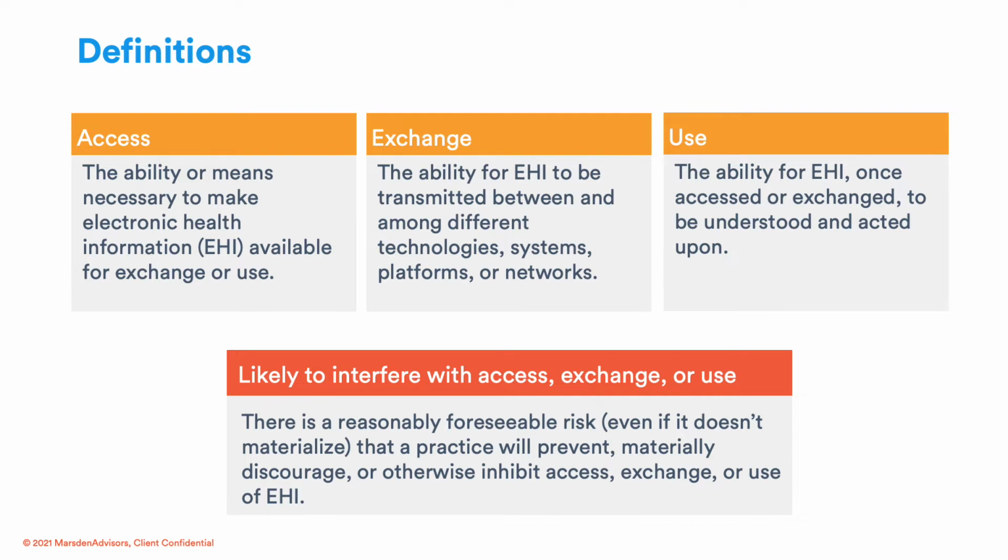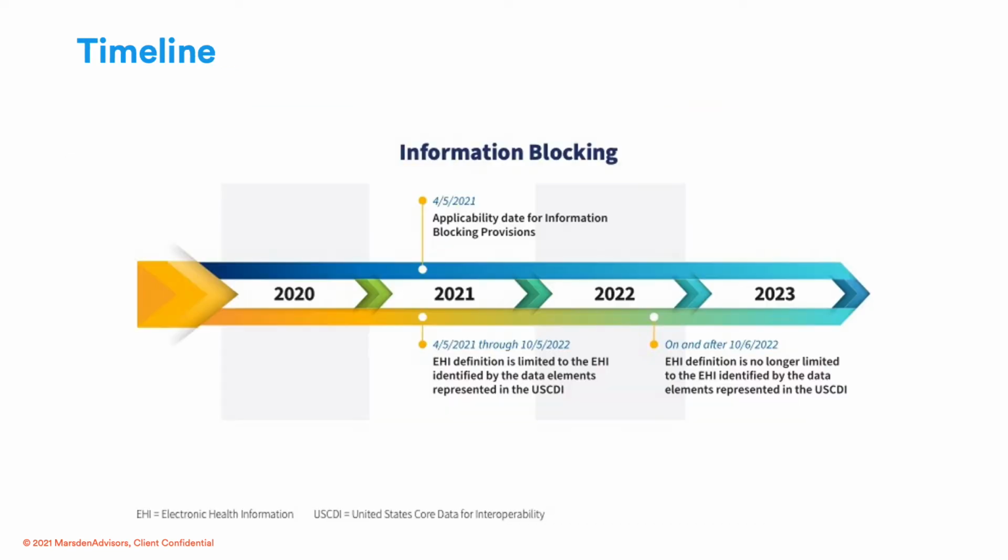In the context of information blocking, an act is information blocking if it is likely to interfere with access, exchange, or use. This means that there is a reasonably foreseeable risk, even if it doesn't materialize, that a practice will prevent, materially discourage, or otherwise inhibit access, exchange, or use of EHI.